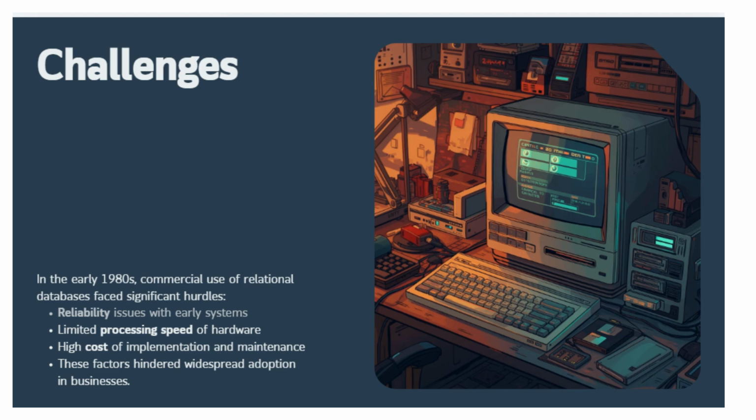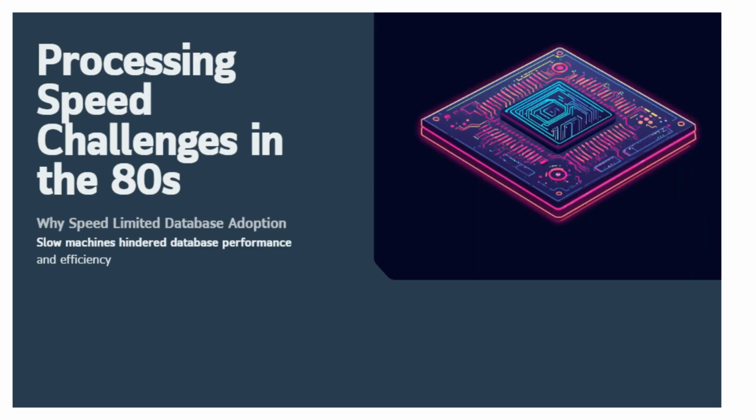Third and final brain teaser. Back in the early 1980s, what was the main challenge that slowed down the commercial use of relational databases? Was it reliability, processing speed, or cost? Think about the tech back then. Slow machines, limited memory. What would have held things back?